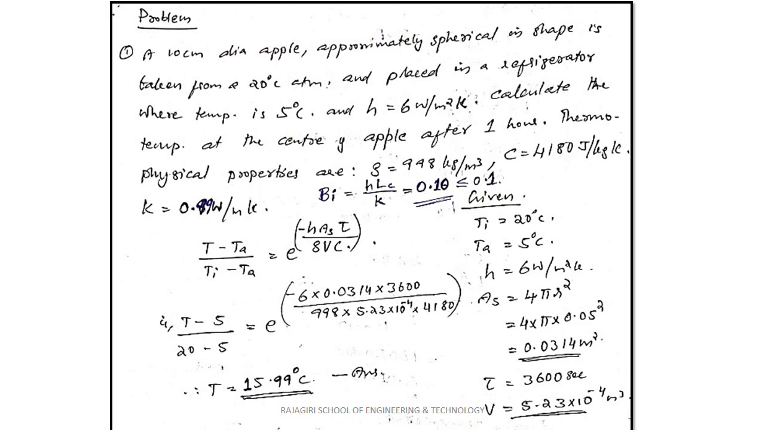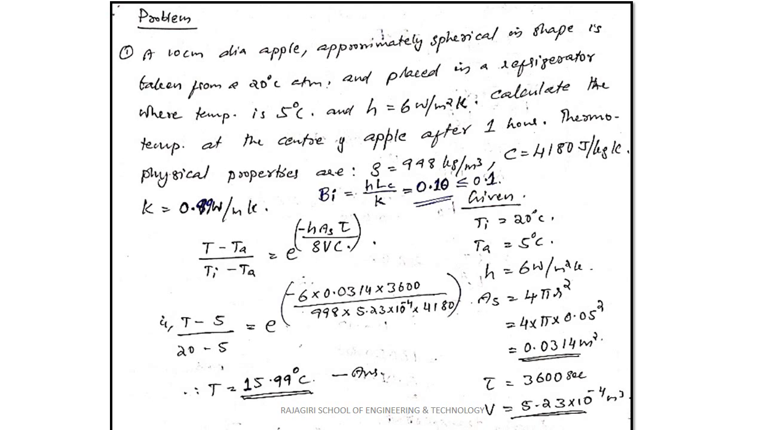Now, let us discuss two simple problems in this topic. The first problem: a 10 centimeter diameter apple, which is approximately in spherical shape, is taken from a 20 degrees Celsius atmosphere and placed in a refrigerator where the temperature is 5 degrees Celsius and the heat transfer coefficient h is equal to 6 watt per meter square Kelvin. Calculate the temperature at the center of the apple after 1 hour. The thermophysical properties for the apple are rho equal to 998 kilogram per meter cube, specific heat of the apple is equal to 4180 joule per kilogram Kelvin, and thermal conductivity of the apple is equal to 0.99 watt per meter Kelvin.